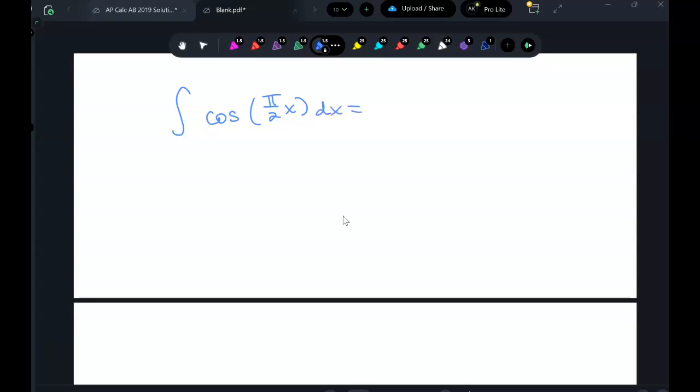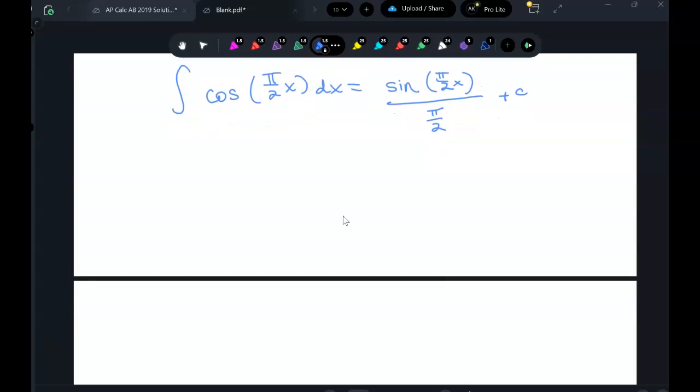Okay. Yep. I know what I'm doing. It's okay. I'm processing. Okay, we could either do a U substitution or we can do the shortcut to the U substitution. Is that the one where you just divide? Okay, so it would be sine, and then pi over 2x over pi over 2, plus c. Yep. Cool. Good.